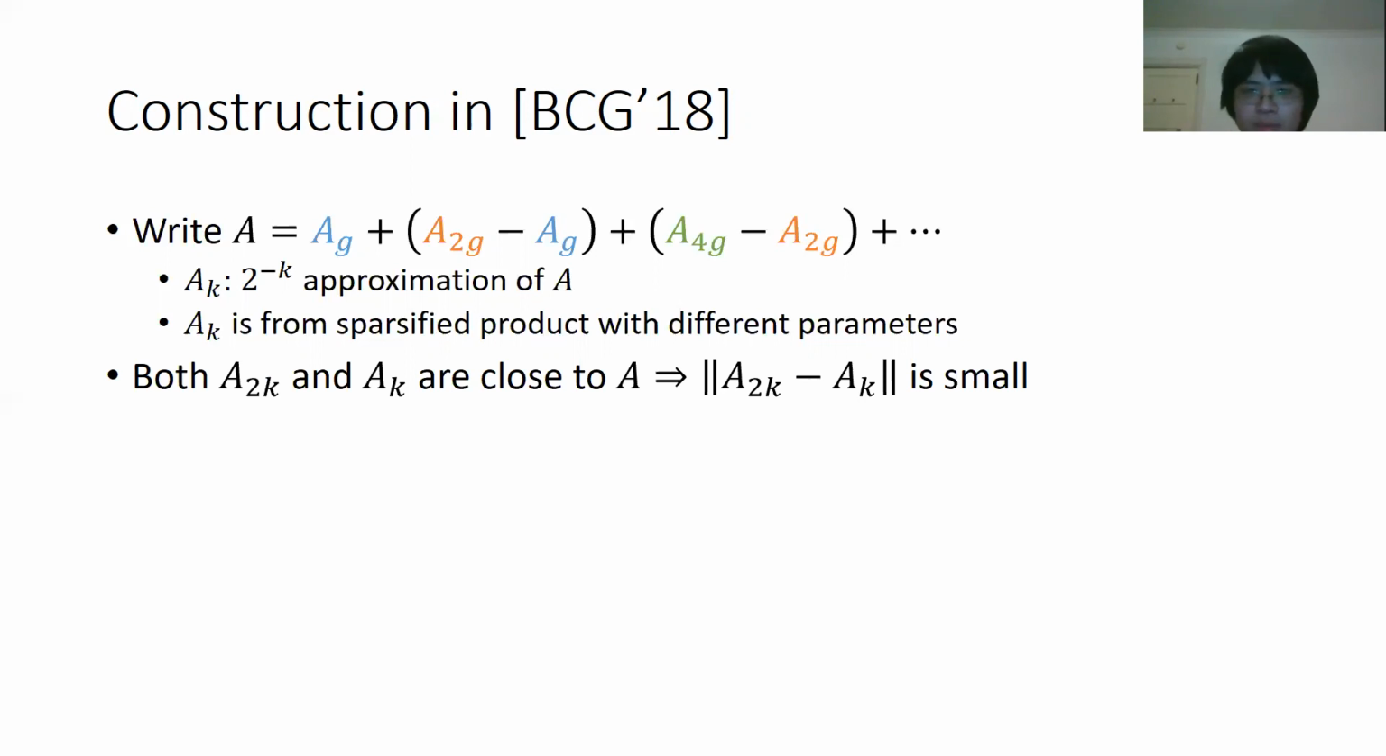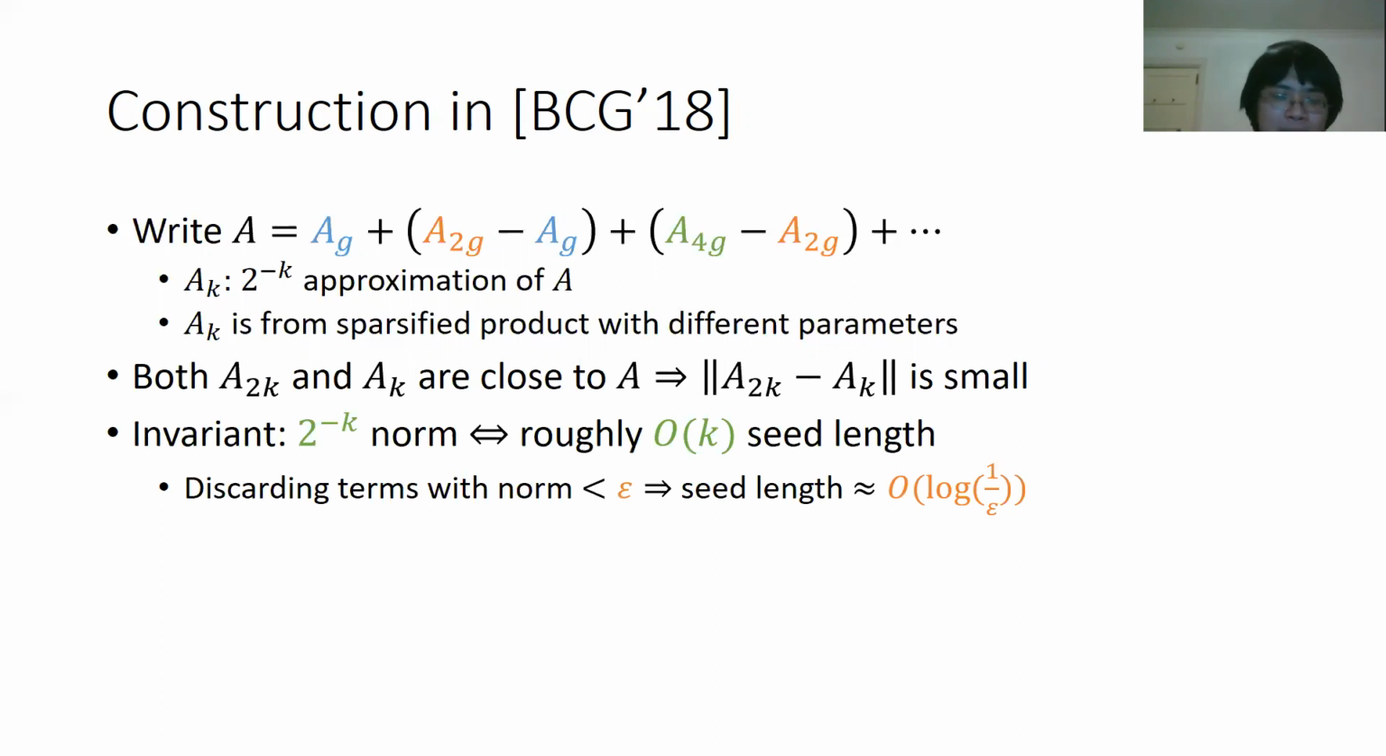And they maintain the invariant that for every term which has 2 to the minus k norm, the C length is roughly only linear in k. And because we only want the epsilon approximation, we can discard all the terms with norm smaller than epsilon. This implies that the C length is roughly log 1 over epsilon.